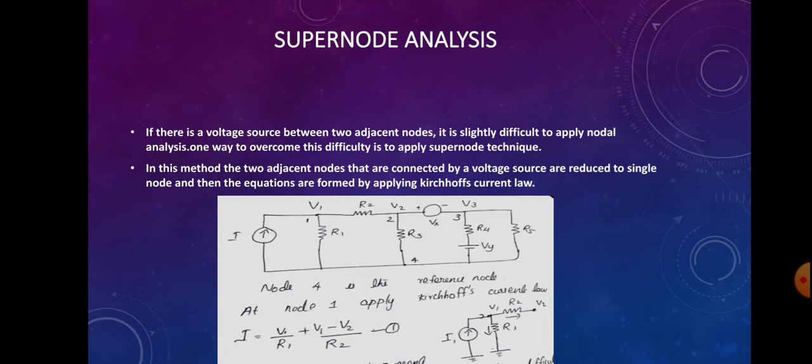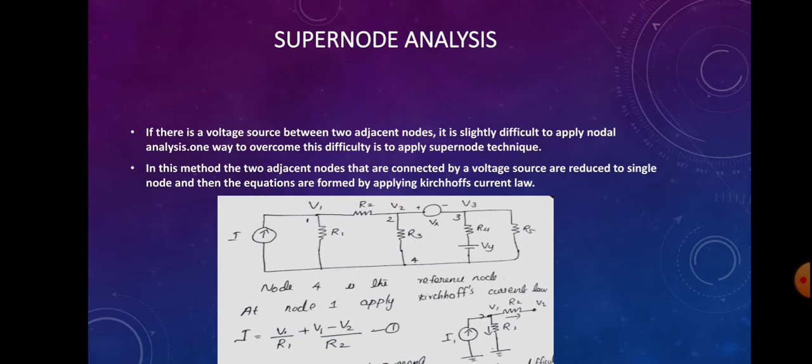Similarly, we have studied super mesh analysis. In mesh analysis, whenever a current source appears between two adjacent branches, it is difficult for mesh analysis to solve the circuit. So in that case we use super mesh analysis. Similarly, in node analysis, if there is a voltage source between two adjacent nodes, then it will be very difficult to apply node analysis, so we will use supernode analysis.